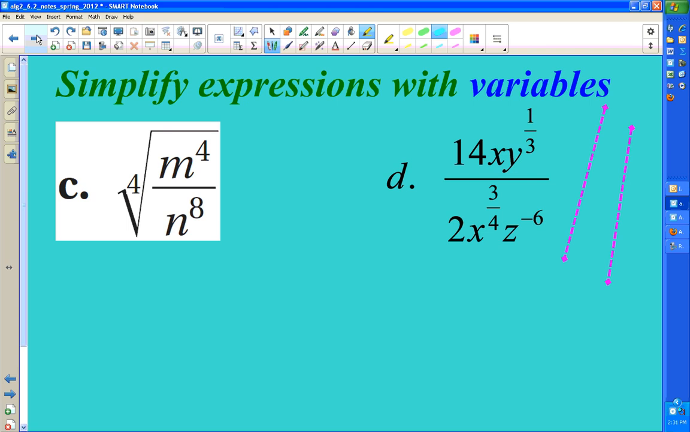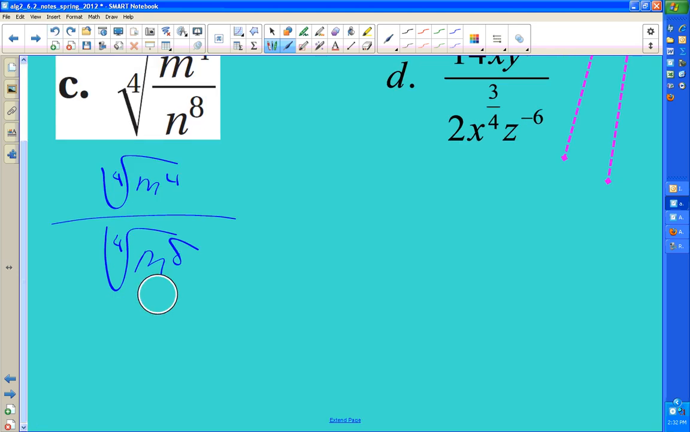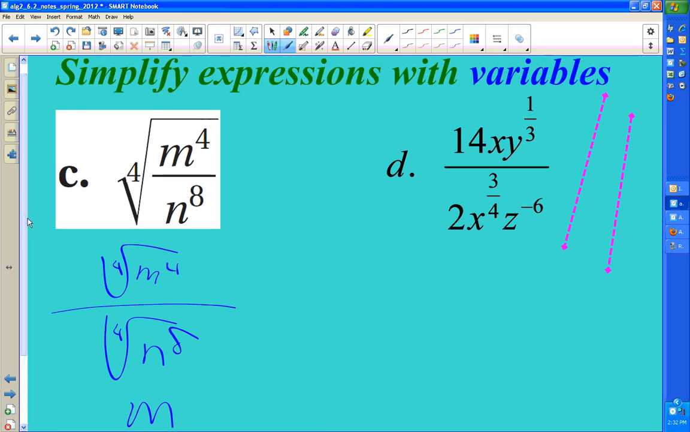How about C? 4th root of n to the 4th, fourth root of m to the fourth, and the fourth root of m to the fourth is, well, you might guess, m over n to the second. Yeah, I was like, oh, those seem to be different. Did I make a mistake? No.